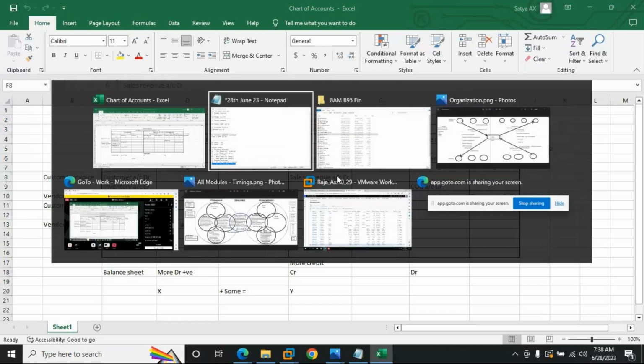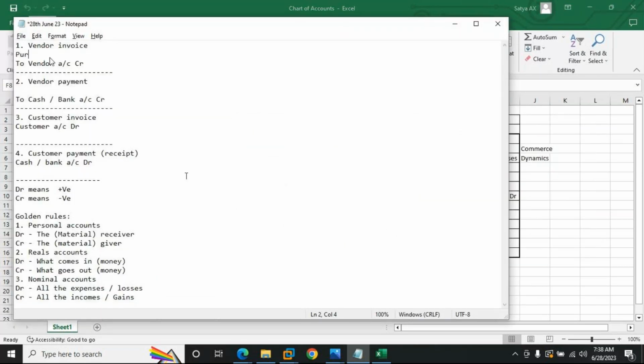Now at the time of invoice, you learned purchase expenses: expenses account debit to vendor account credit. At the time of vendor invoice, expenses account debit to vendor account, the material giver, credit. Here you are paying money to the vendor through bank, so my money is going out. What goes out? The money goes out through cash or bank.